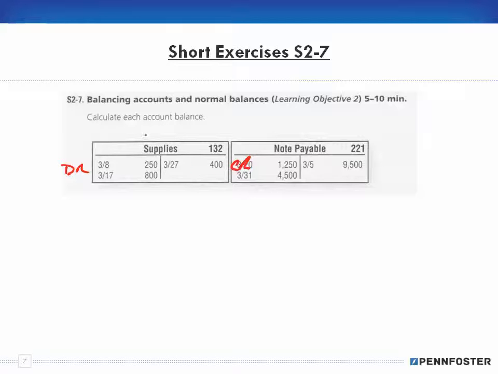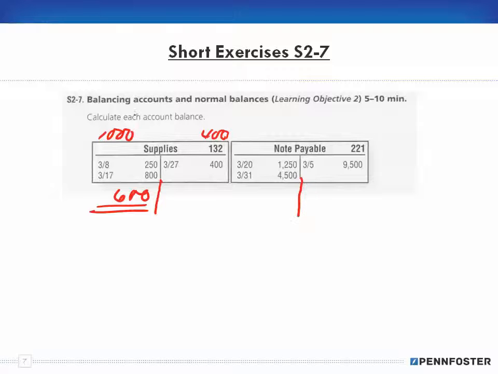If we're going to calculate each balance, we add up our debits and we add up our credits. Then we subtract one from the other, and whichever is greater, that's the side it goes on. The total of our debits here is 250 plus 800, which is 1,000 on the debit side. On the credit side, we have 400. The difference between those two is $600. Since the debit is greater, the balance goes on the debit side for $600.